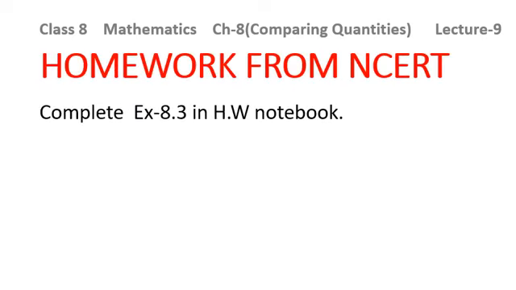Now coming to the homework part, you are supposed to complete exercise 8.3 in your homework notebook. Dear children, in the old edition of NCERT, only 11 questions are there. So I have given you 10 and 11 from exercise 8.3, but in the new edition of the NCERT book, question number 12 is also mentioned. So you are supposed to complete that, though I am discussing questions 10 to 12 in this lecture also. So you are supposed to complete exercise 8.3 in your homework notebook.